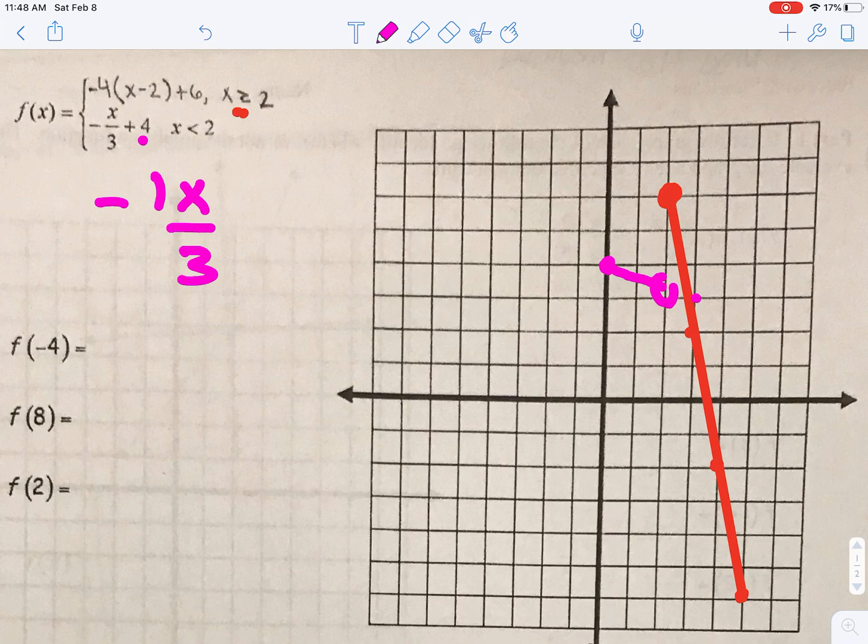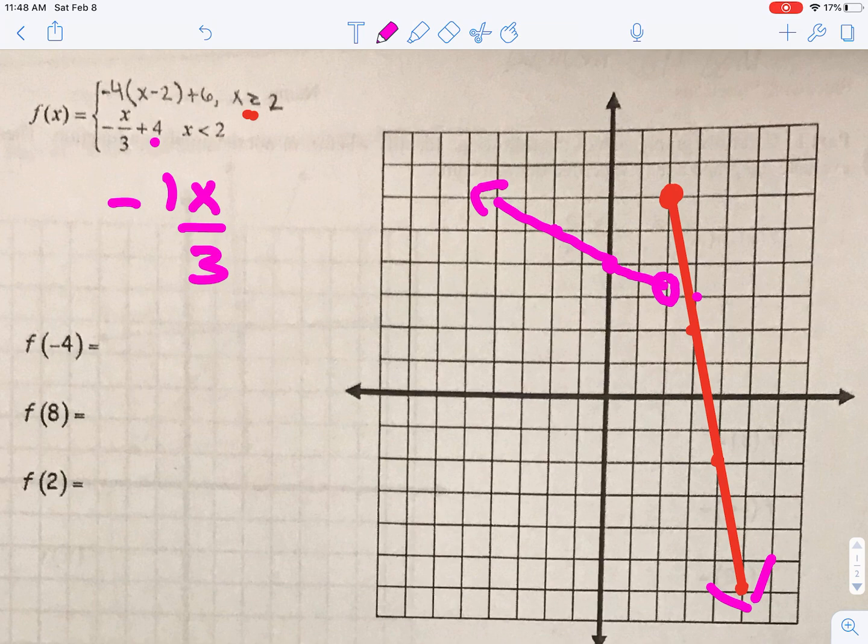Okay, and when it's 2, it's not a part of this line, so it's an open dot. But I could carry it out in the other direction, like this, and there it is. And this does extend towards infinity and negative infinity. f of -4. Okay, here's -4. And where did that get us to? That is +6.